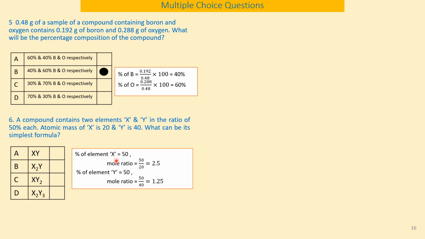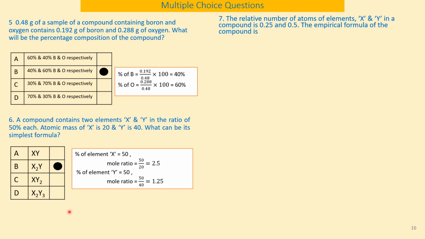Percentage of element X is given as 50. Therefore, the mole ratio is 50 by 20, that is equal to 2.5. Percentage of element Y equals 50 and the mole ratio is 50 by 40, that is equal to 1.25. Hence, Y is 1.25 and X is 2.5. So, the formula will be X2Y1. This is given as option B.